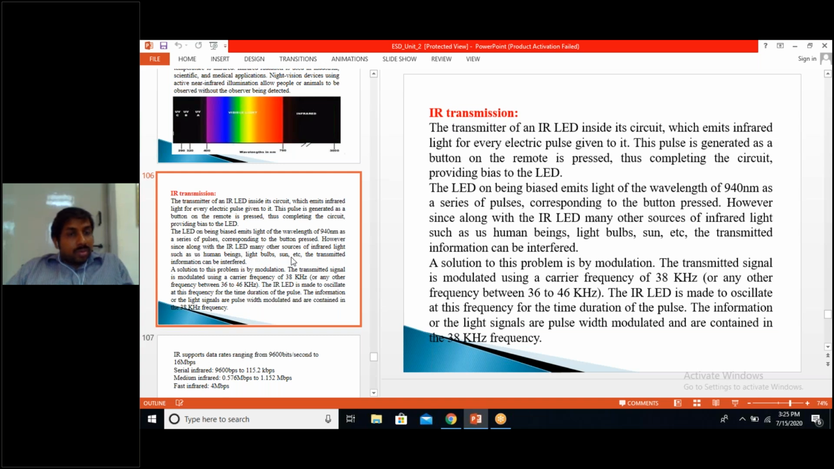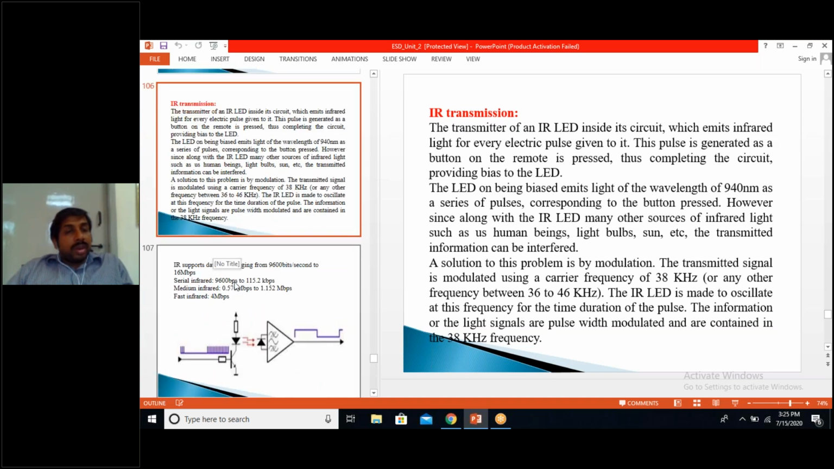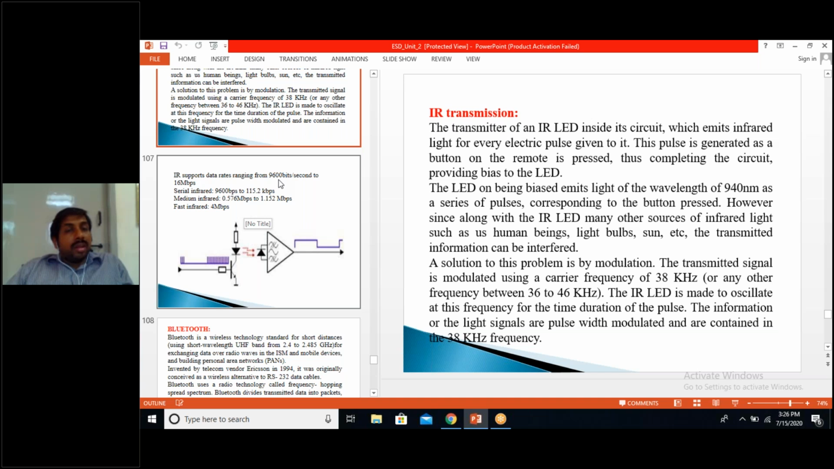And this is used for the benefit of human beings, like light bulbs. But because human beings cannot identify infrared signals, and the signal is weak, we can also go for modulation, where the transmitted signal is modulated by a carrier signal of 38 kilohertz, and this IR LED is made to oscillate at this frequency, and the information is passed on to a light and modulated at 38 kilohertz frequency. This IR supports data rates ranging from 9600 bits to 16 megabits per second.